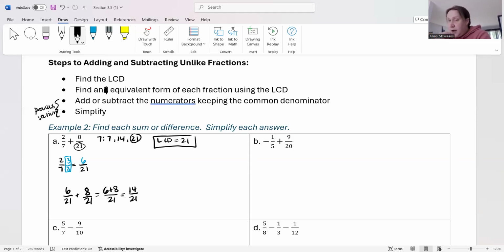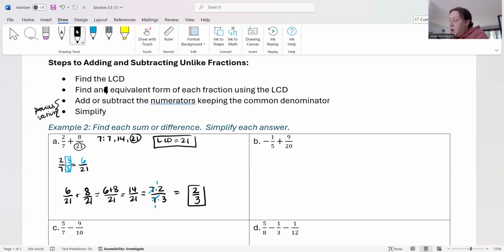So I need to find a common factor between 14 and 21, and I know it happens to be 7. We could think of 14 as 7 times 2, and 21 as 7 times 3. If I write it out like this, it's really easy to see that common factor that we're dividing out. So we're dividing top and bottom by 7, and that leaves me with 2/3. So 2/7 plus 8/21 is equal to 2/3 when simplified. Okay, let's look at another one.